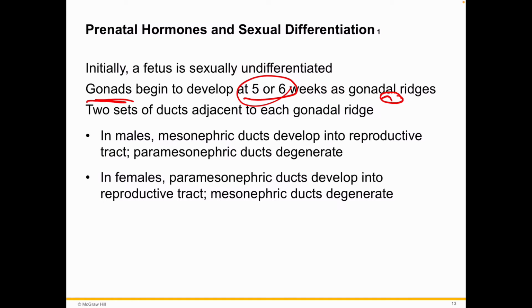We will have in males mesonephric ducts that are going to develop into the reproductive tract. And then in females, we have the paramesonephric ducts that are going to develop into the reproductive tract. And the second kind, the mesonephric ducts, are going to degenerate in females. There's like two sets of tubes when we're dealing with the gonads, and females are going to lose one and males are going to lose the other set. Okay? And I've got a picture coming up.